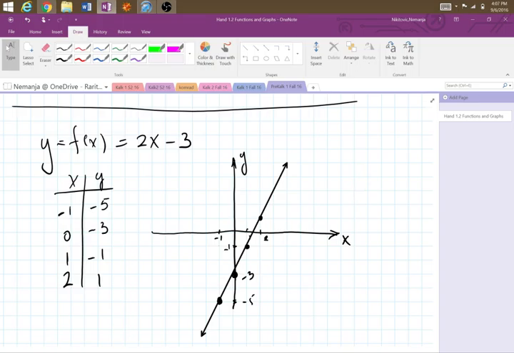Now, I picked the function that you are familiar with because we can check this by using our algebra method, which is graph the y-intercept first, which is -3, and then go 2 over 1. Rise over run. 2 units up, 1 unit over. There you go.